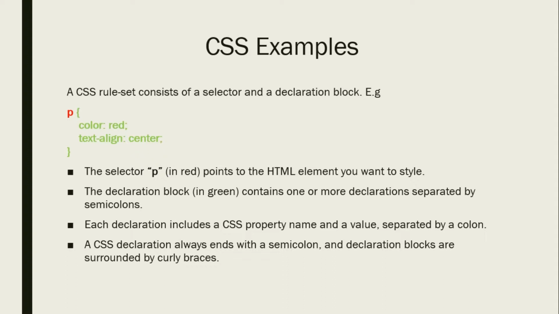Then the declaration block, which is in green, contains one or more declarations separated by semicolons. Each declaration includes a CSS property name and a value separated by a colon. A CSS declaration always ends with a semicolon, and declaration blocks are surrounded by curly braces.